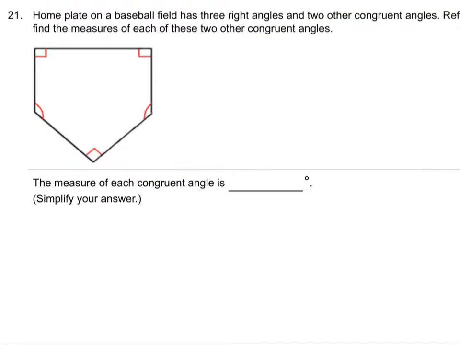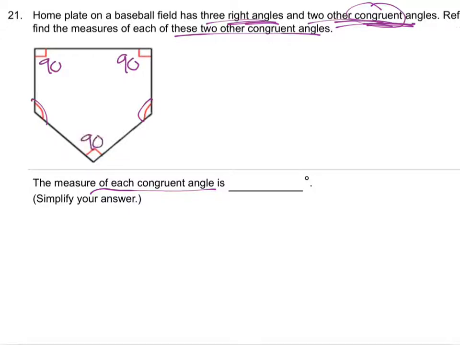And now, finally, problem 21. Home plate. And they want us to find the other two congruent angles, right? 3 right angles and 2 other congruent, which means equal angles. Find the measure of each congruent angle. So they want me to find this and this. So this is 90, this is 90, and this is 90.